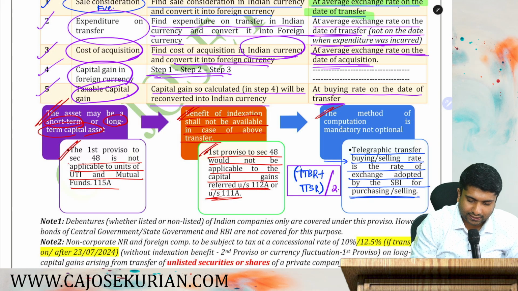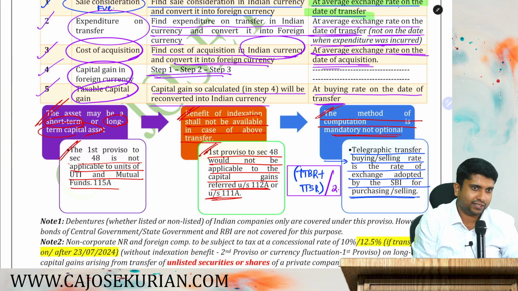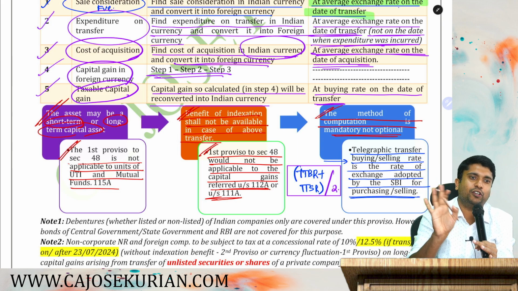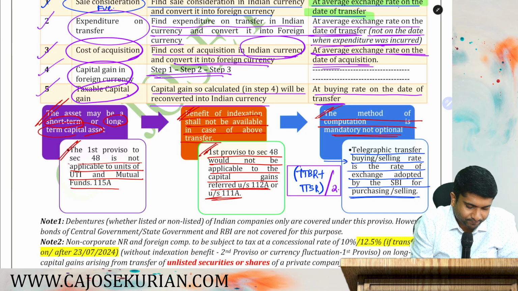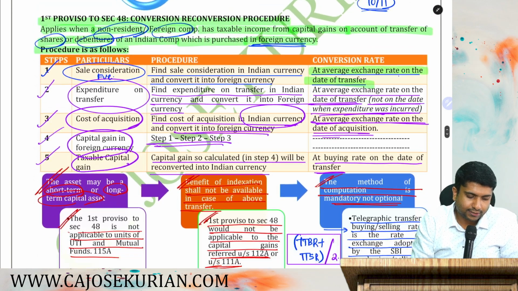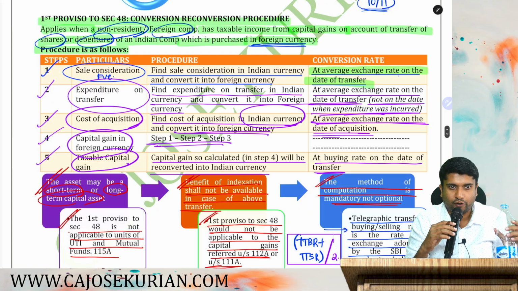And the method is not optional, it is mandatory. Whether you want to opt for it or not, we are not giving you a choice. You have to mandatorily follow this option. Are you with me? Are you all here? So this is what they are saying as a part of first proviso to section 48.